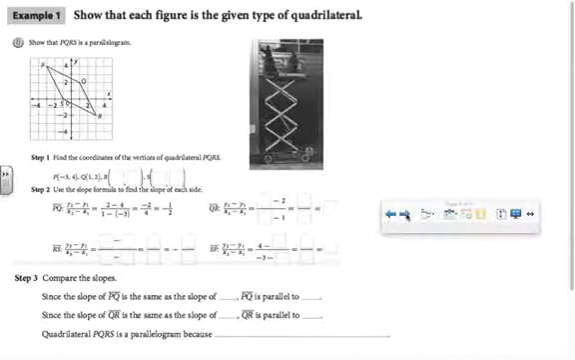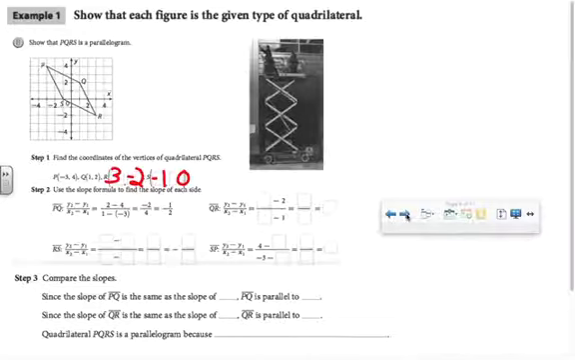Similar kind of example in part B. This time I'm asked to show that it's a parallelogram. So again, step one is to identify the coordinates of the vertices. They've already identified two of them for us. R is located at 3, -2. And S is located at -1, 0. So they've already found the slope of PQ. Let's find the slope of the remaining segments.